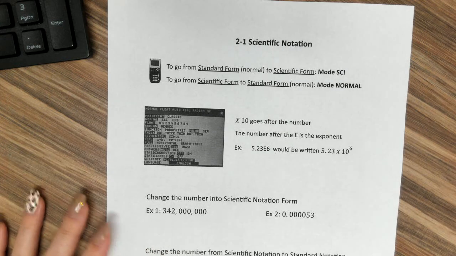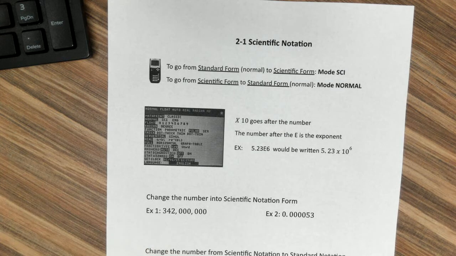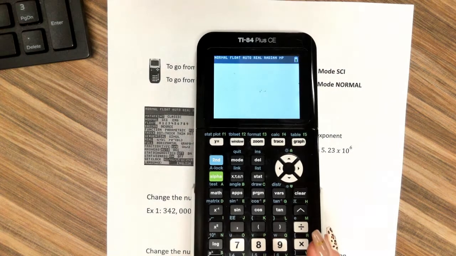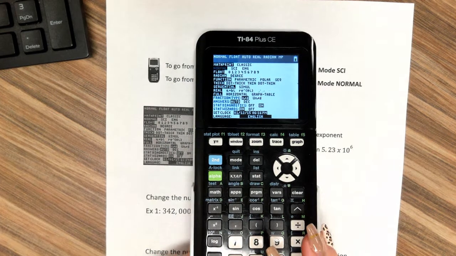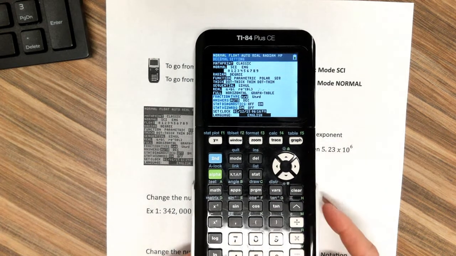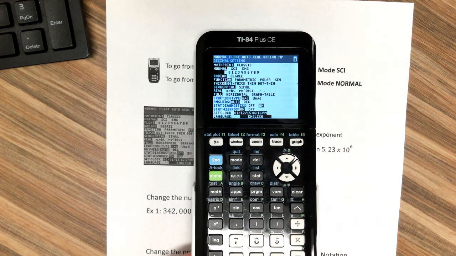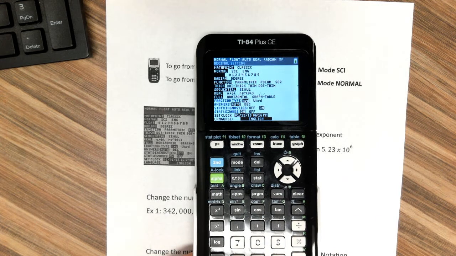The first thing I want you to do is check your calculator and get out of rounding mode, because yesterday we were in rounding mode. So go to mode, highlight float, and hit enter. So float should be black, yes? All right, and then get out of that screen.